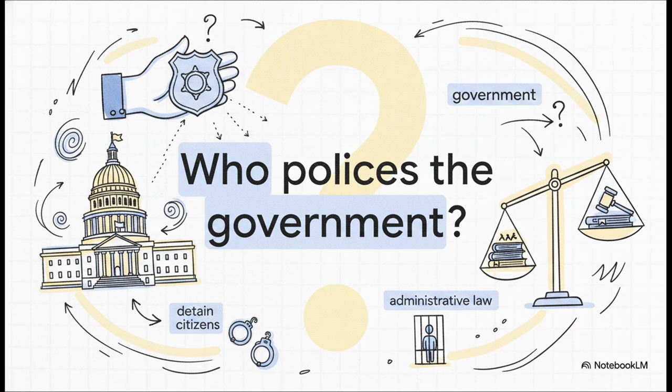So right off the bat, we have to ask a pretty massive question. Who exactly polices the government? It's a fascinating paradox, really. Think about it. We completely rely on this massive modern state to function. It taxes our hard-earned income, it dictates the zoning of our neighborhoods, runs Social Security, and it even has the extraordinary power to detain citizens and take away their physical freedom. With stakes literally that high, what stops the state from just doing whatever it wants? How do we actually make sure this immense power isn't abused or wielded tyrannically?